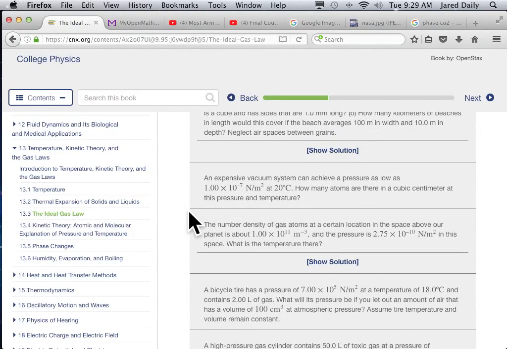Like most of the questions are the PV equals PV, right? Where you got a big P and a little V equals a big P. Yeah, it depends on what's changing. They're all variations on that.